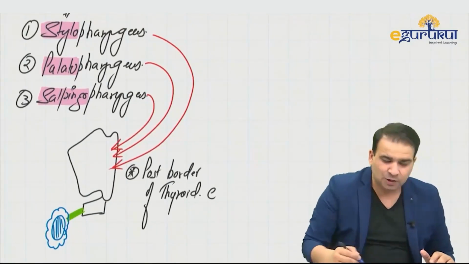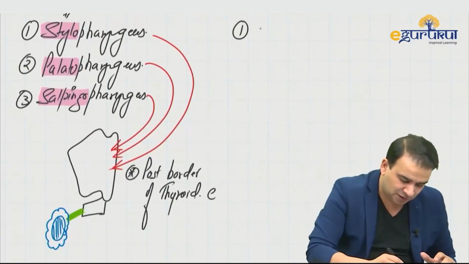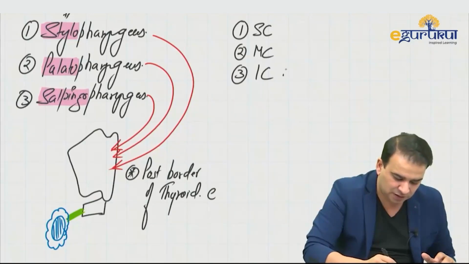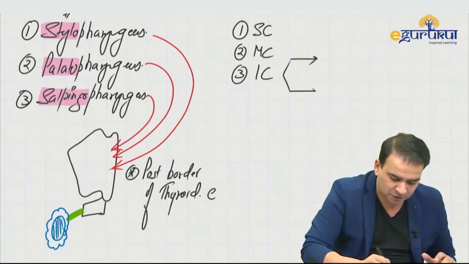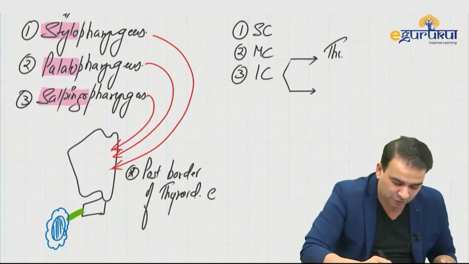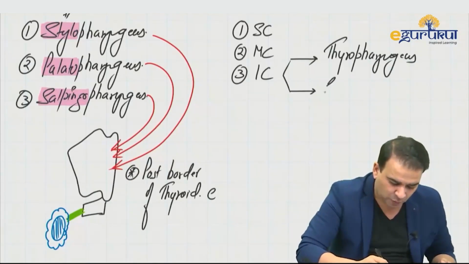Whereas the circular muscles, there are three circular muscles. We said the three constrictors. We have a superior constrictor, a middle constrictor, and the inferior constrictor. And in the inferior constrictor, there are two parts. One is thyropharyngeus, and the other part is the cricopharyngeus.